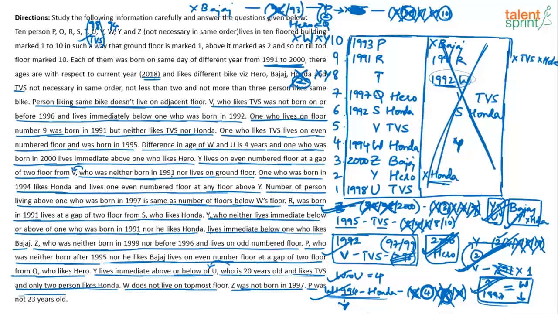Now, what else is there? Okay, this point. We know that there are two possible years for V, right? V was either 97 or 99, but 97 is blocked for Q. So V cannot be 97, V has to be 99. Yes or no? V has to be 99. So this is 1999.